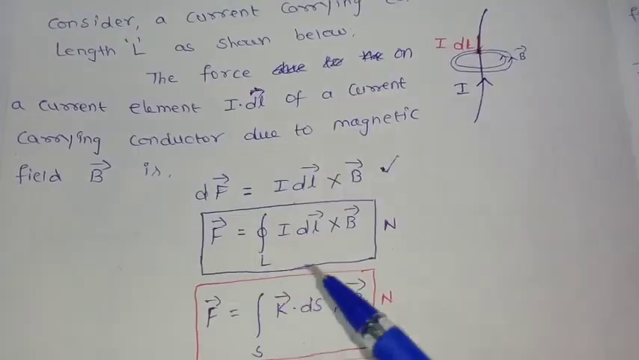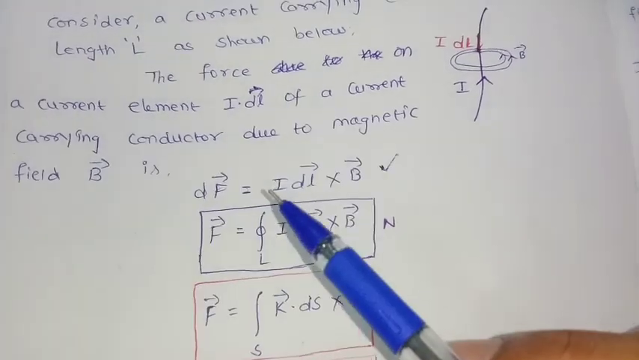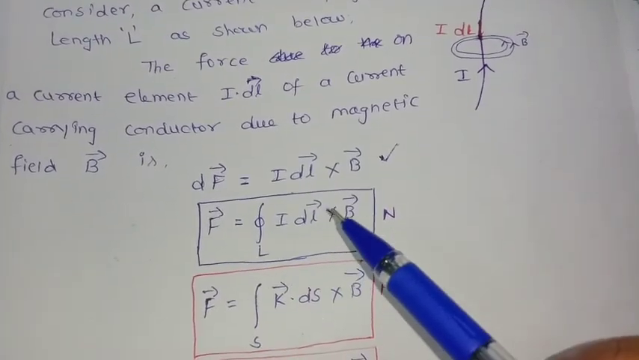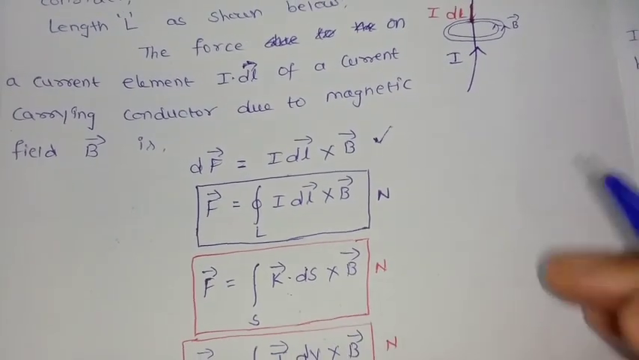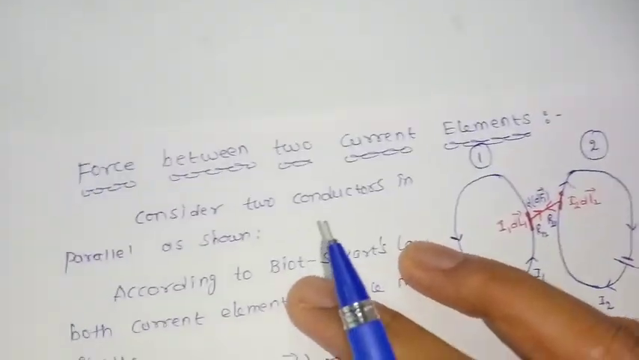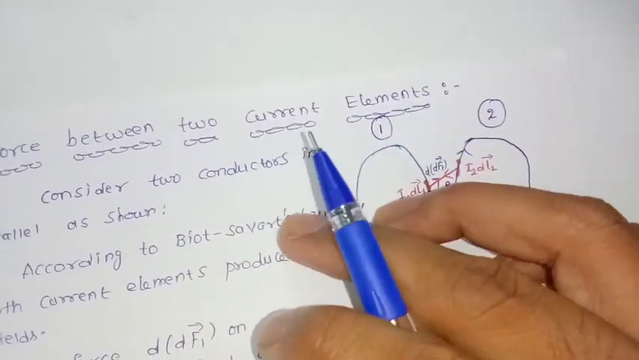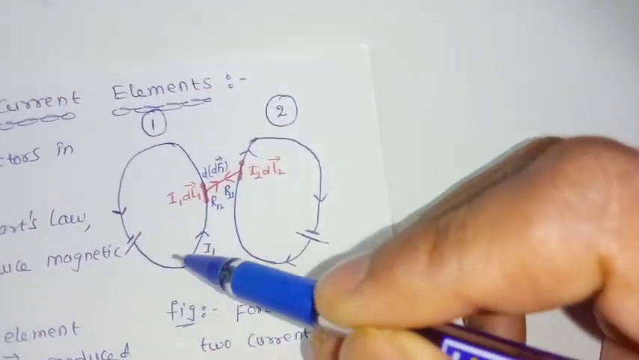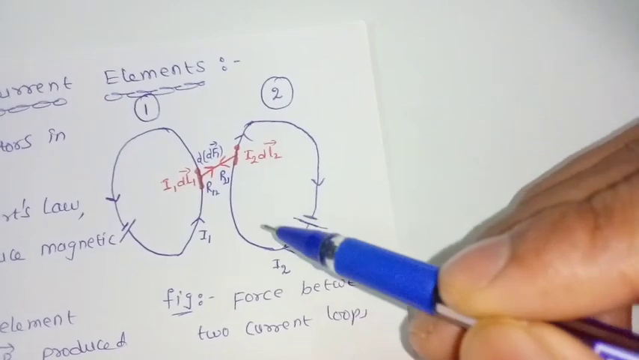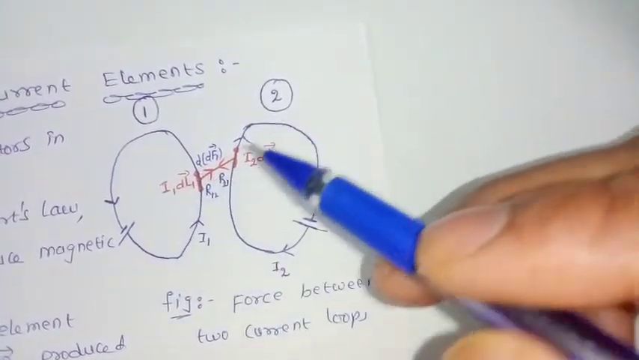Now the overall force is nothing but the closed line integral of I dl vector cross B vector newtons, similar for surface current and volume current. Now we are going to see the last topic, force between two current elements. Is it clear? Now let us observe that this is one coil, or a current loop, and this is another current loop.